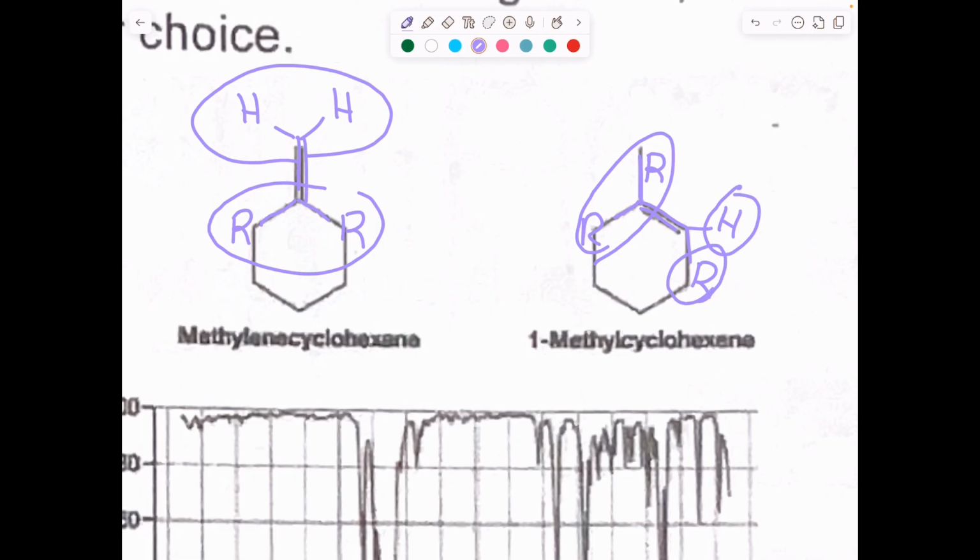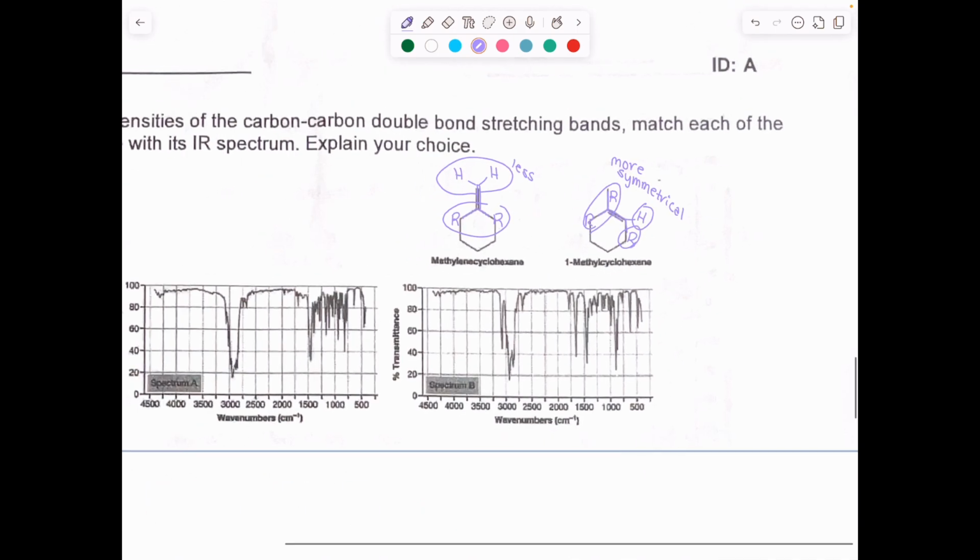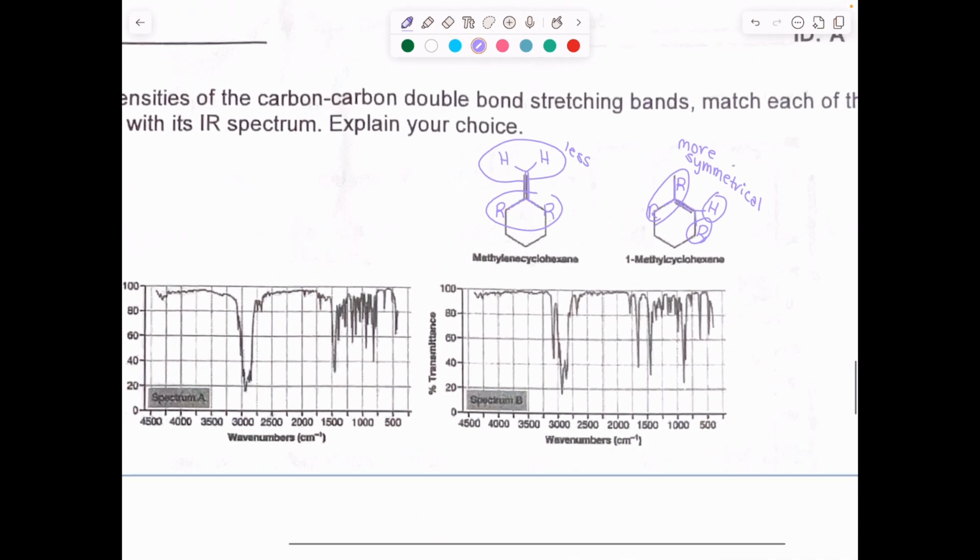So this 1-methylcyclohexene is more symmetrical. And then this one would be less. So based on that symmetry, we would then look at the intensity of the peak around 1600. So we're looking here, these should be around 1650.